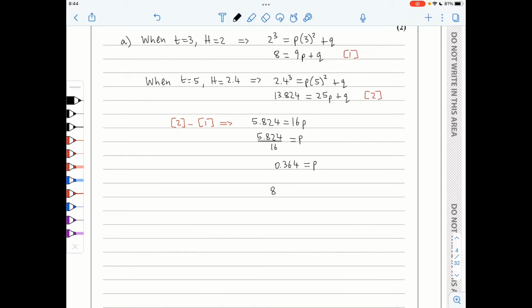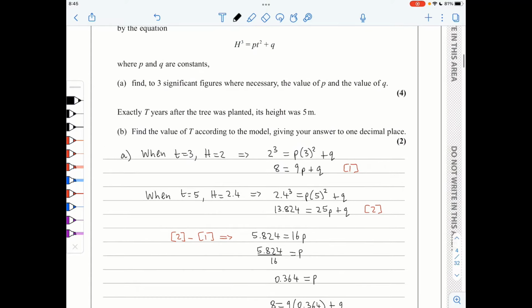So 8 is 9 times 0.364 plus Q, which means that we've got 8 to be 3.276 plus Q, which makes Q 4.724. I have been asked to give answers to 3 significant figures, so I'm going to round this to 4.72. That was part A.